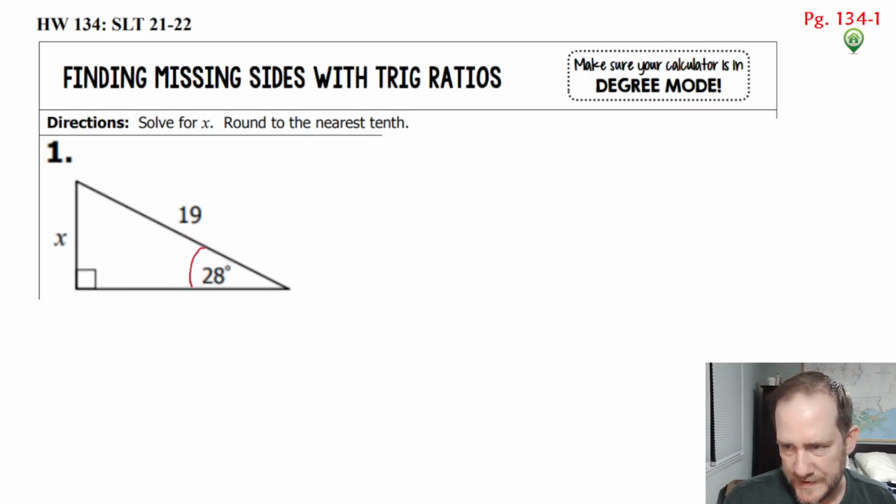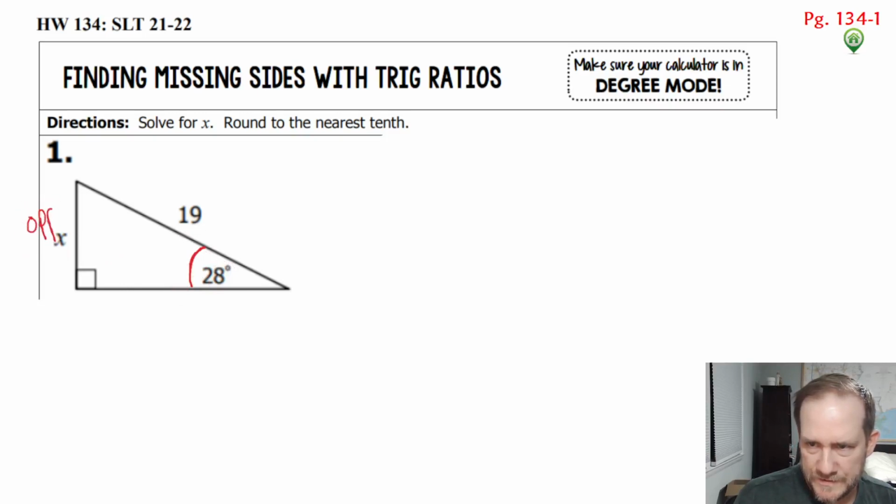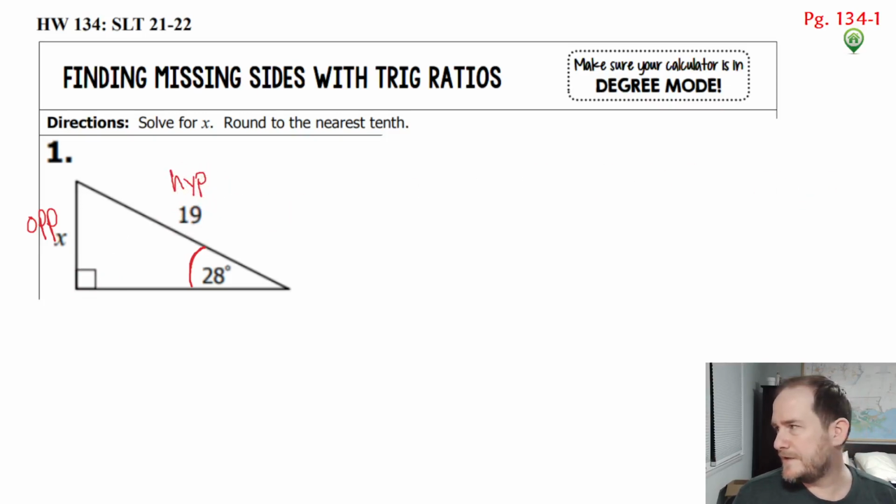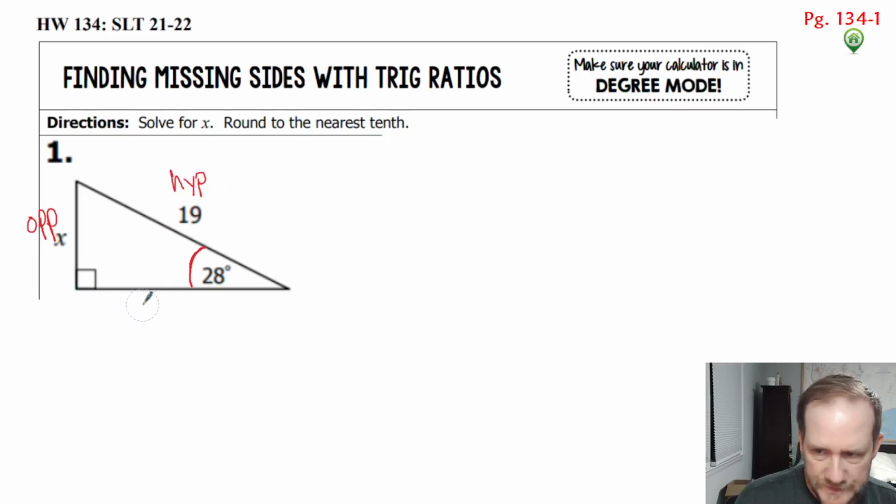If we take a look at that angle, then the x is opposite from that angle, and the 19 is the hypotenuse since it's opposite from the right angle. And that means that down here, all alone and blank and empty, this is the adjacent side.